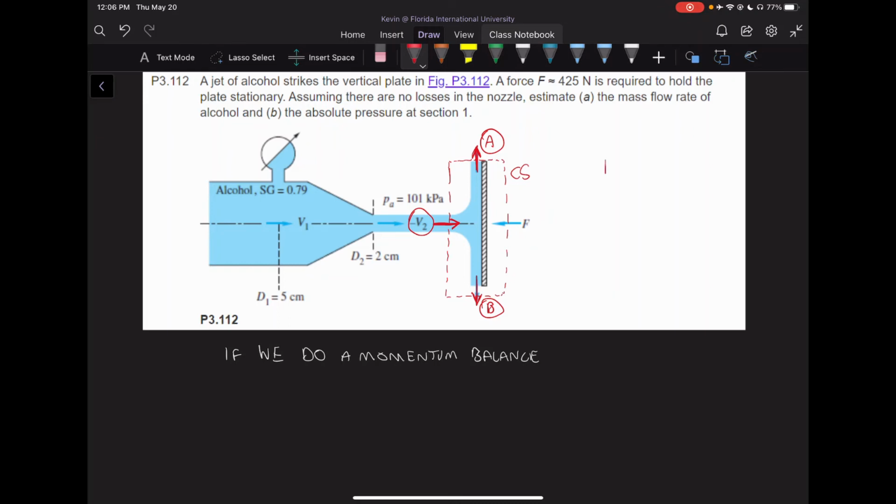So if we have a y direction and an x direction defined like this, we know that A and B are usually going to cancel in the y direction. But let's keep going with this problem and write the equation down.